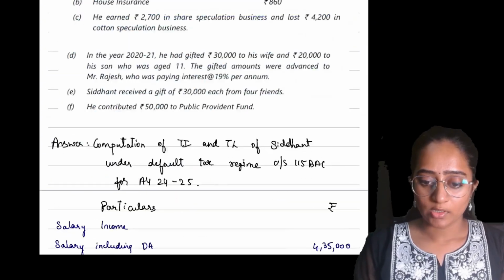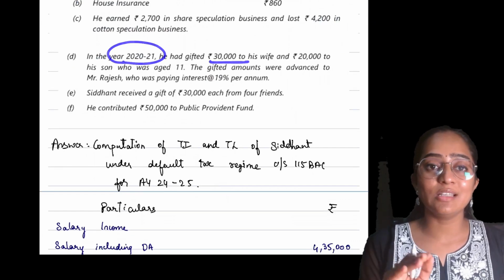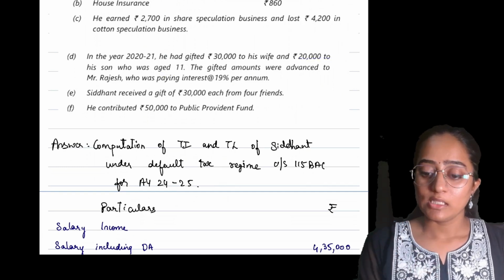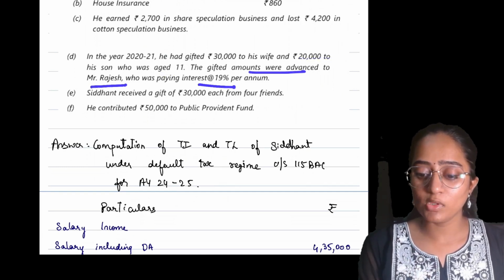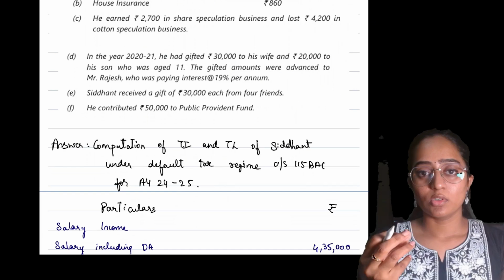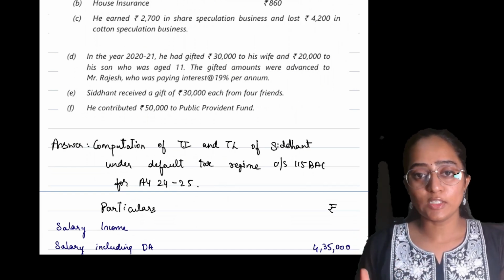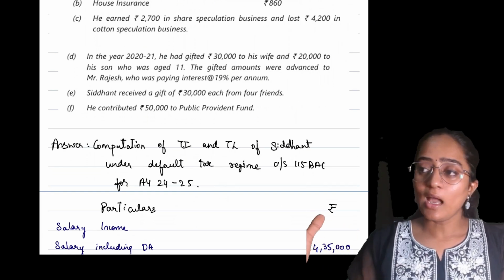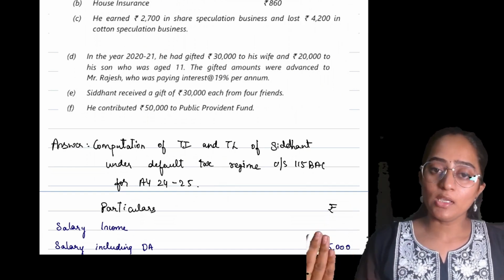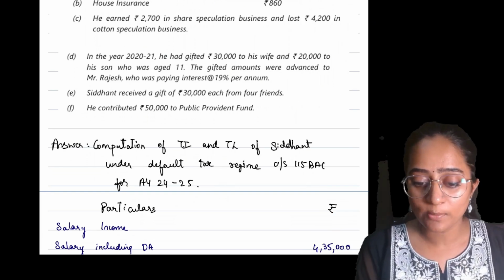Clear? Now, in the year 2021-22, he had gifted 30,000 to his wife and 20,000 to his son, age 11. The gift amounts were advanced and he was paying interest at the rate of 19%. The income which is accrued: you have given some asset. Cash is also an asset. You have given your asset to your spouse and children. They are getting income. The income generated from the asset which has been transferred is taxable in the hands of the transferor.